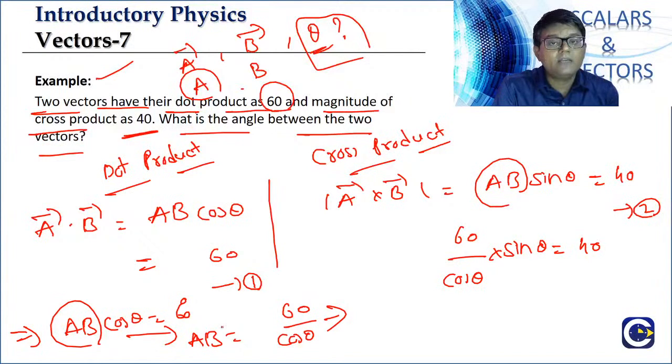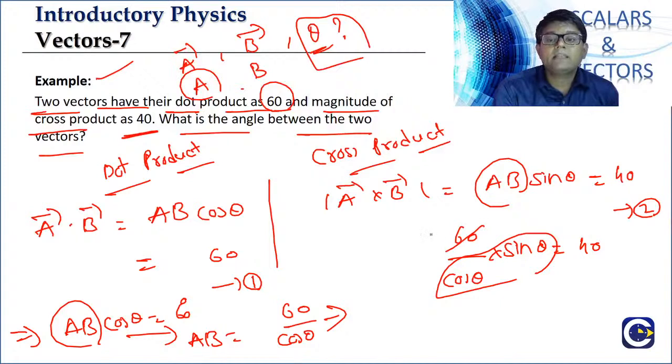From equation 1, we are taking the AB value. What is the AB value? 60 by cos theta, correct. And we are just keeping that in the second equation. What is the second equation? AB sin theta is equal to 40. In that, in place of AB, we are keeping 60 by cos theta. Okay, so here, check this, students. We have sin theta by cos theta.